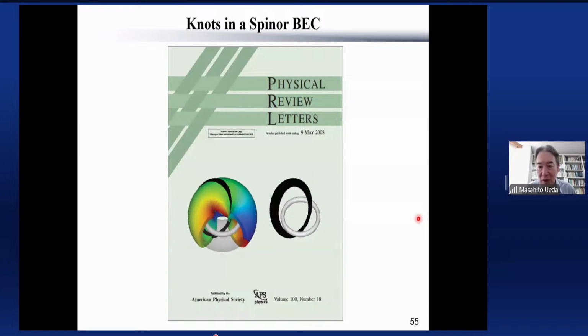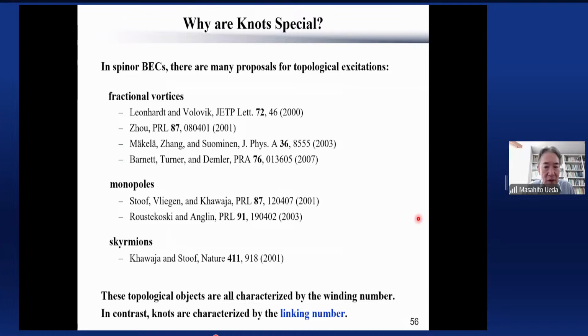So finally, let me discuss knots in a spinor Bose-Einstein condensate. In spinor BEC, there are many proposals for topological excitations. So fractional vortices, one-half vortex, one-third vortex have been proposed. And monopoles have been proposed and have been created experimentally. Skyrmions have also been proposed. And these topological objects are all characterized by a topological invariant called winding number. In contrast, knots are characterized by a different topological invariant called linking number.